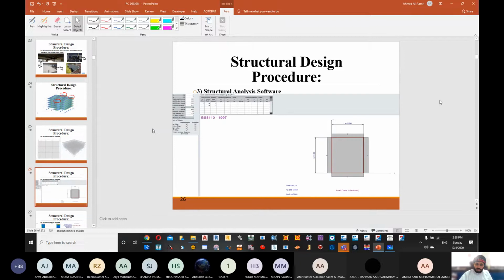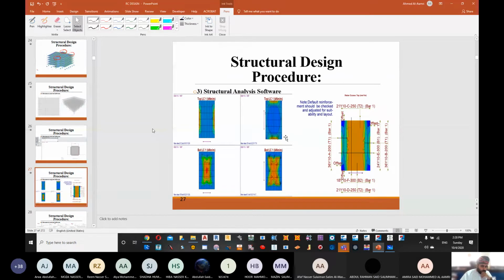Another example that we are going to use throughout this semester is Procon. This is the Procon software which we are going to use throughout the semester. I'll teach you how to use it, and we are going to compare our manual calculation with Procon. This is some output of Procon.